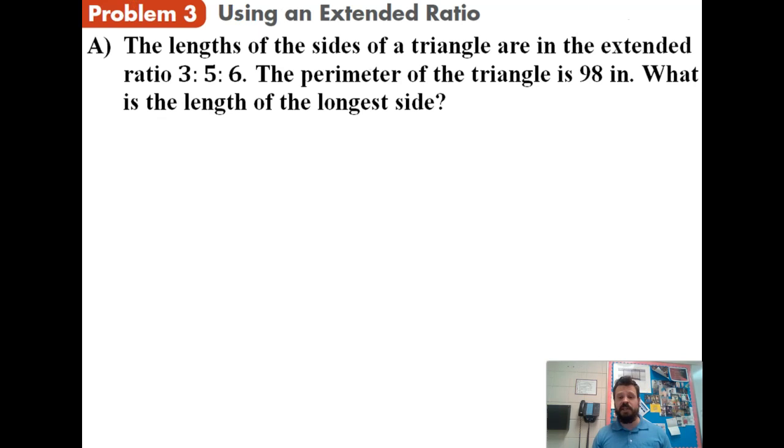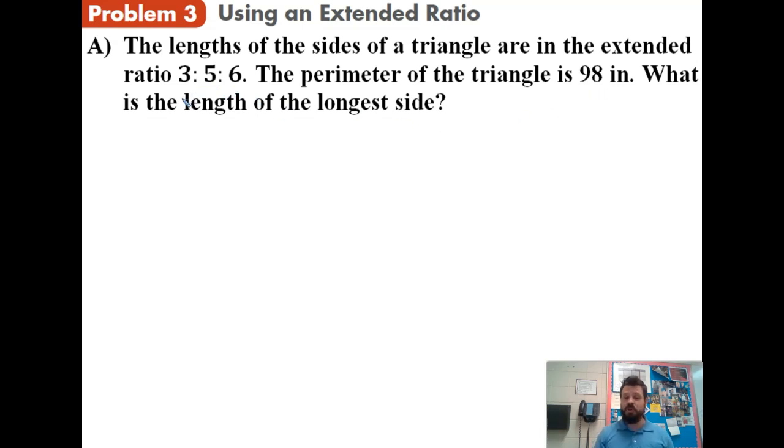So let's look at using extended ratio. Problem 3 part A says the lengths of the sides of a triangle are in the extended ratio of 3 to 5 to 6. The perimeter of the triangle is 98 inches. What's the length of the longest side? So this is going to work out the same way as our last problem did. We have a ratio of what the parts are coming in, 3 to 5 to 6. And we have the total, the perimeter, 98 inches.